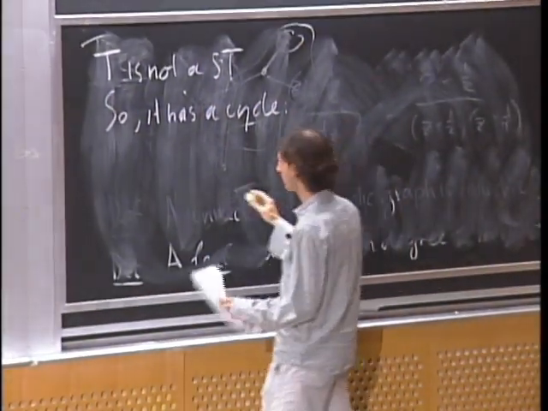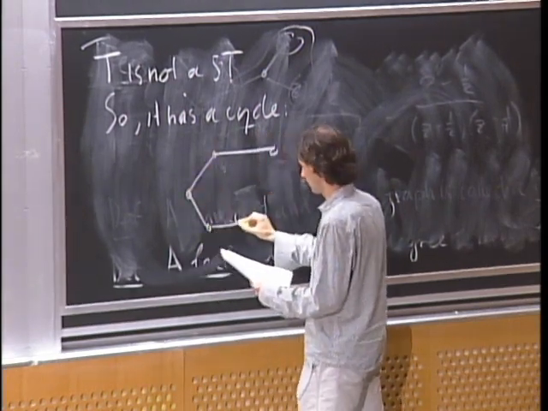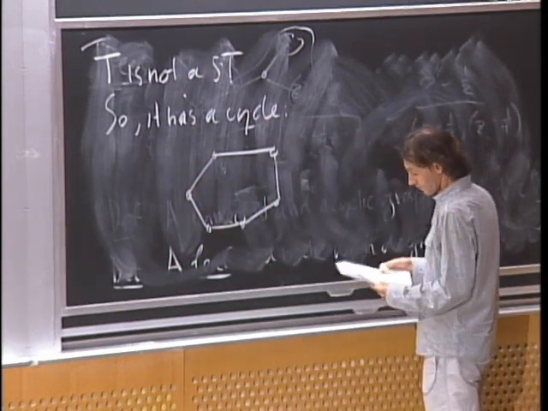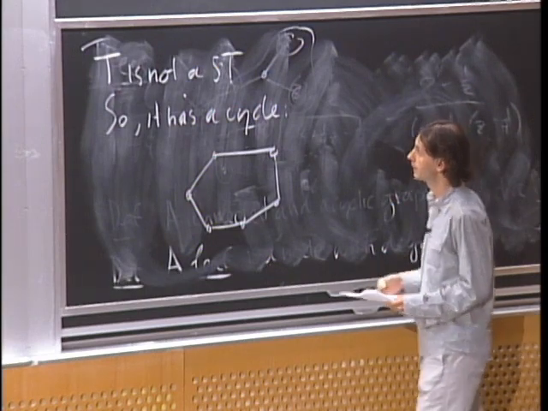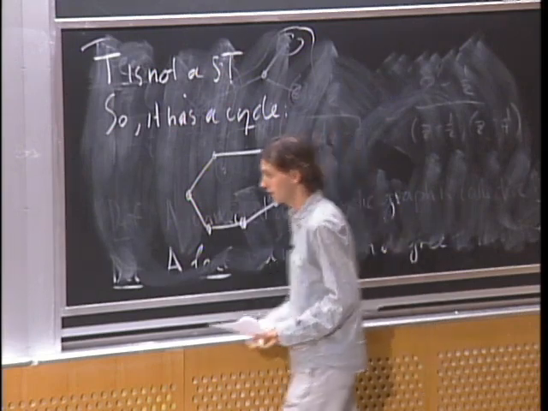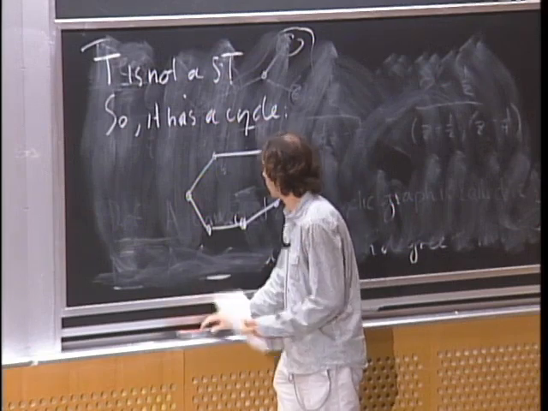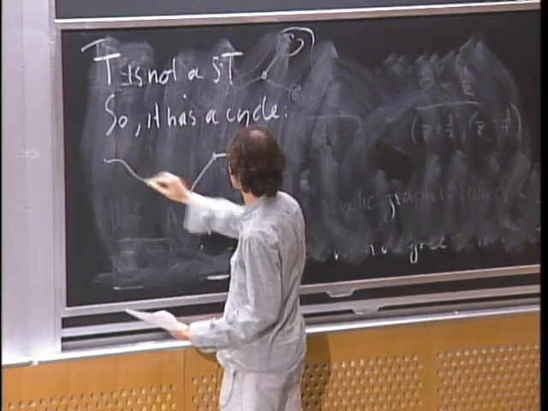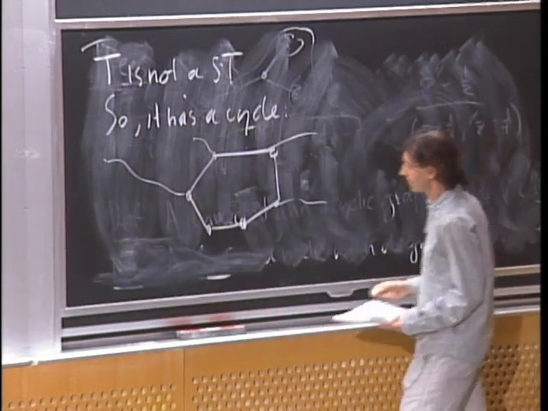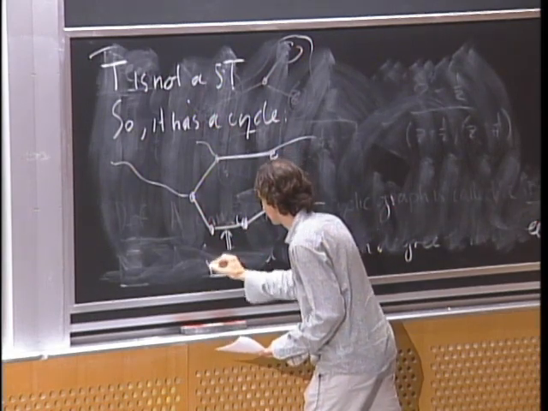So if it has a cycle, let's write it out. For example, here we have a cycle, like this. Well, let's prove that if we remove one edge of the cycle, we still have a connected subgraph. So the whole graph, T, is much bigger, right? It has lots of connections and so on. Suppose we remove this particular edge over here. So we remove this one.